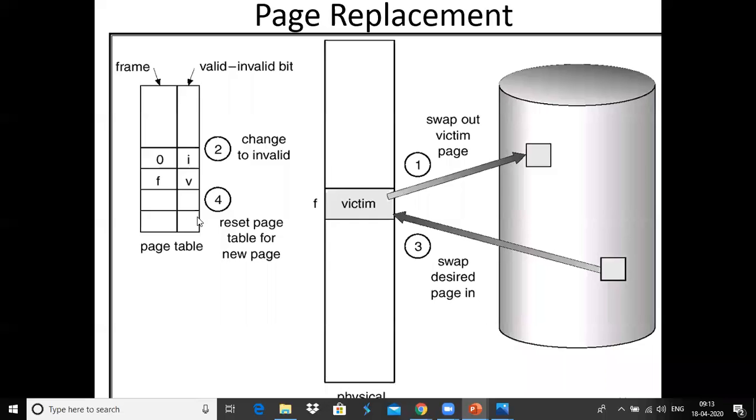Accordingly we will update the page table, meaning the entry I becomes V, because the page is brought from the logical address space to the physical memory. That's why this I will be set to V, because the page comes in by swapping from logical address space to the physical memory. Accordingly, the page table will also be updated. This is the whole scenario.